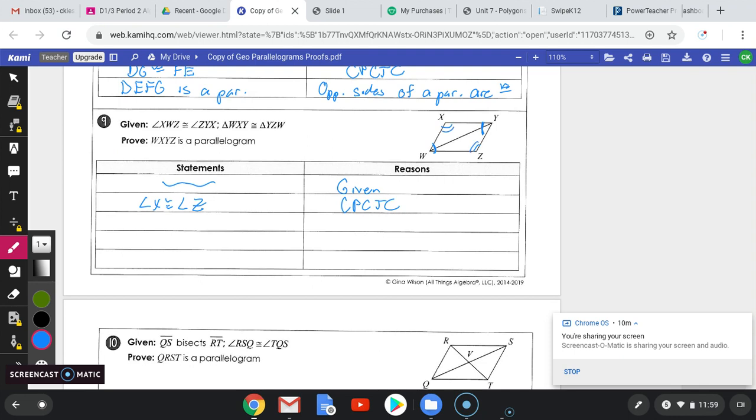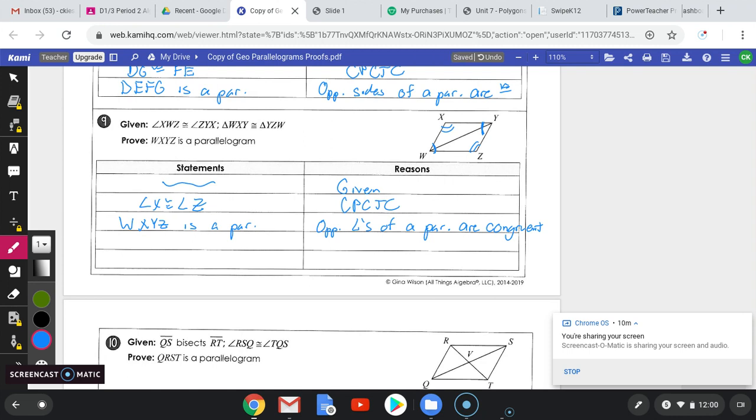And doesn't that look like one of the properties of a parallelogram? Sure does, because remember, one of the properties of a parallelogram says that opposite angles are congruent. So I can say that WXYZ is a parallelogram, because why? Because I have shown opposite angles of a parallelogram are congruent. Again, many different ways of going about doing this.